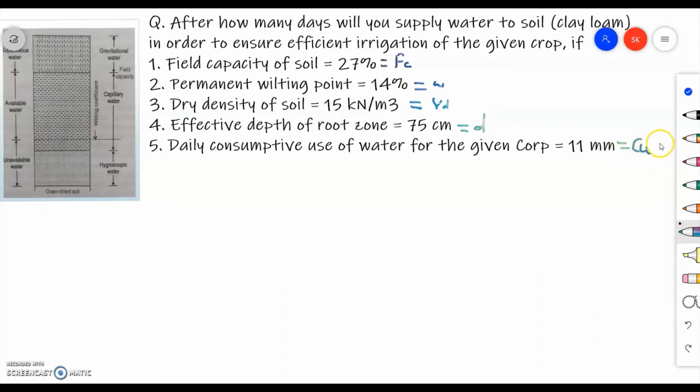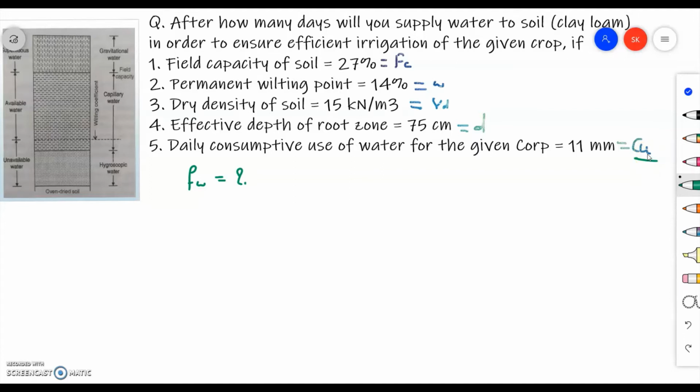Then the daily consumptive use of water for the given crop is 11 mm, so we can represent that as CU, consumptive use. Now what exactly are we supposed to find out? It has been asked how many days will you supply, so we are supposed to find out the frequency of the irrigation. How can we find the frequency of irrigation? We can find it from the consumptive use and another term, the depth of the water stored in the root zone. So that we need to calculate.